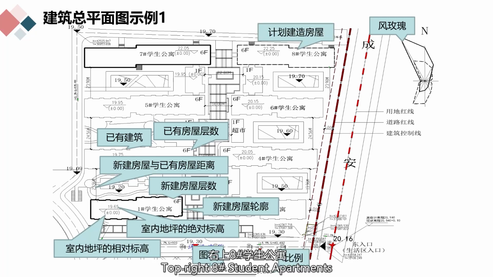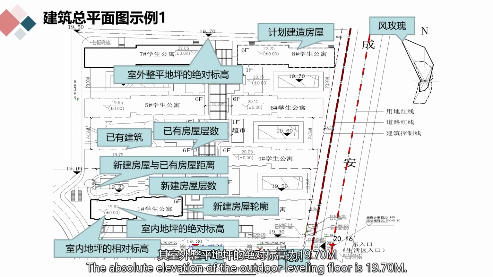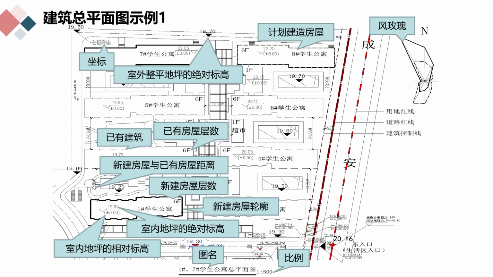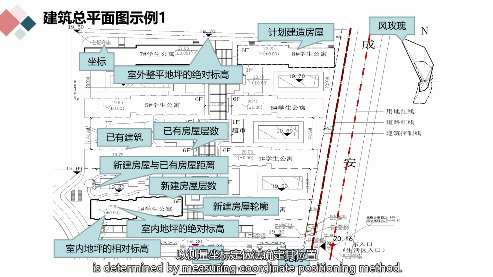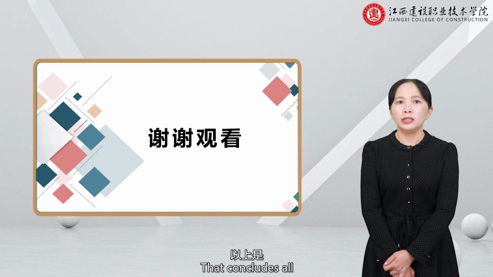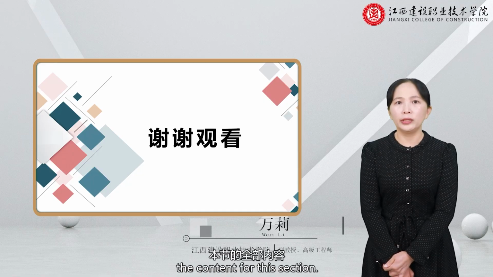Top right 8 hashtag student apartment is a proposed house. The absolute elevation of the outdoor leveling floor is 19.7 meters. The position of the road in the upper left corner is determined by the measuring coordinate positioning method. That concludes all the content for this section.